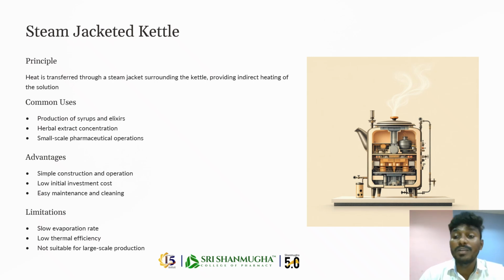One of the major important instruments for evaporation is the steam jacket kettle. The principle of the steam jacket kettle is that heat is transferred through the steam jacket surrounding the kettle, providing indirect heating of the solution. What are the uses of this instrument? Production of syrups and elixirs, herbal extract concentration and small scale formulation. Advantages: simple construction and operation, low initial investment cost, and easy maintenance and cleaning.